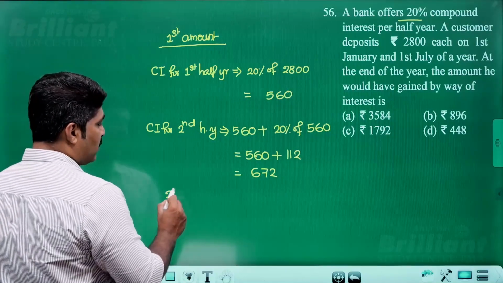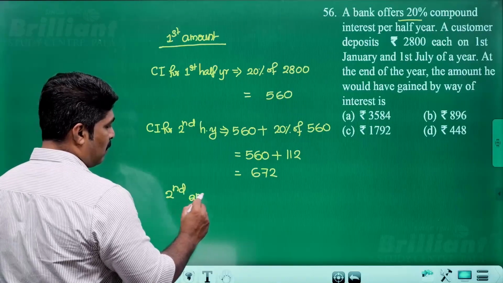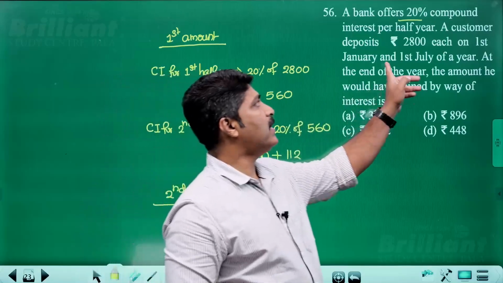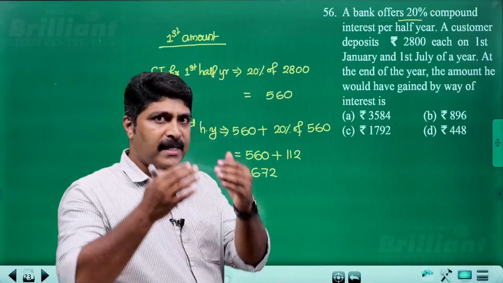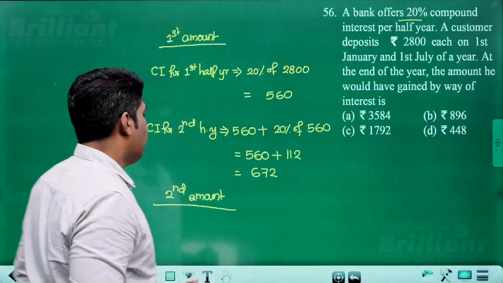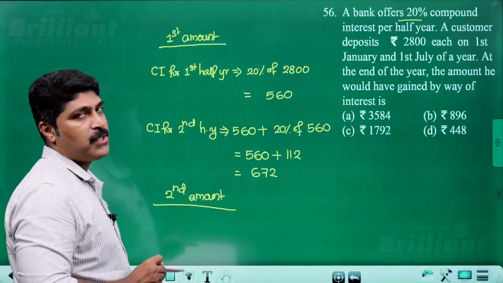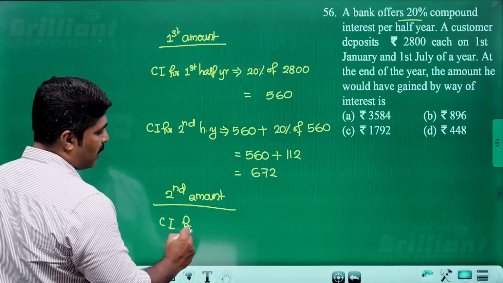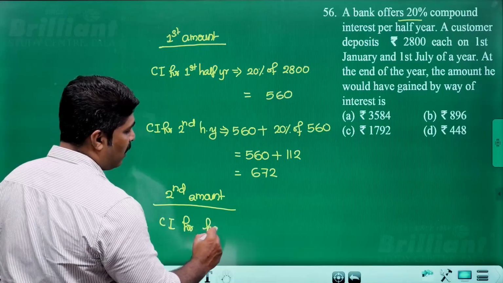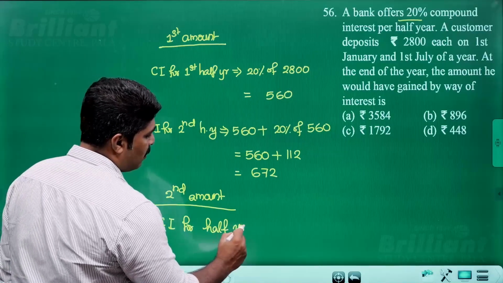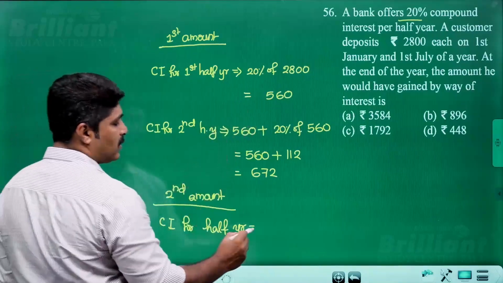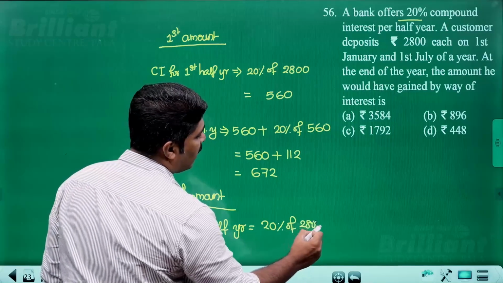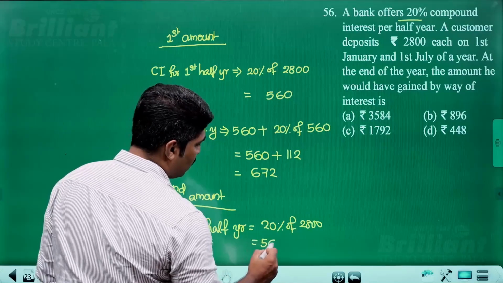Then we are considering the second amount. So what happened? It's deposited on 1st July. That means exactly the middle of the year. So therefore, there is only one compound interest earned by this amount, so compound interest for a half year. That we already found, this 560, because that's the same operation here. This is 20% of 2,800, that is 560.